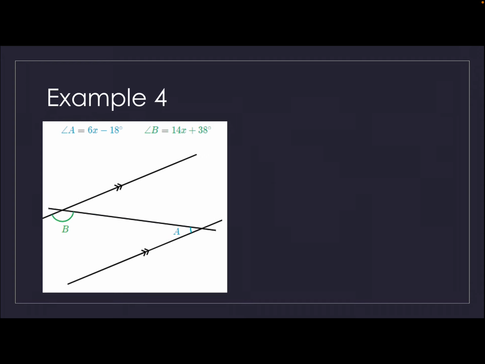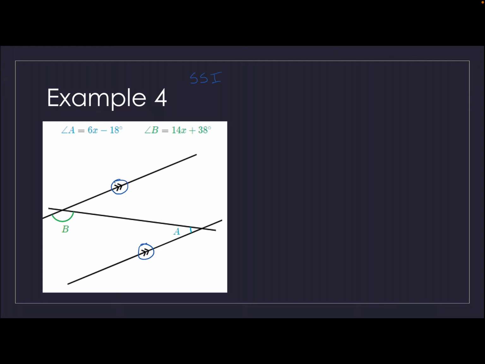For example 4, it's another example from the Khan Academy. We have angle A is 6x minus 18. Angle B is 14x plus 38. We know the lines are parallel because we have these markings to indicate they're parallel. And in this case, our angles are on the same side of the transversal and between the two lines that are parallel. So this is going to be same side interior angles.